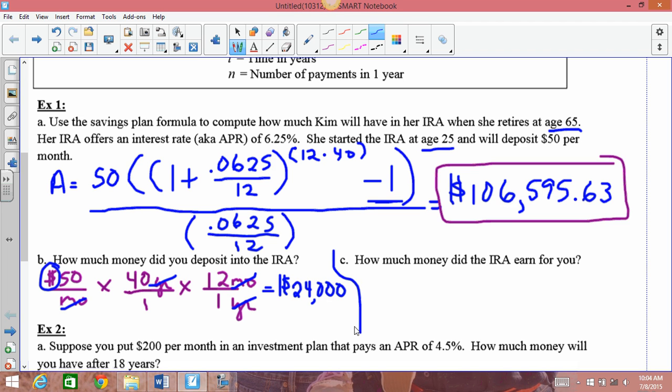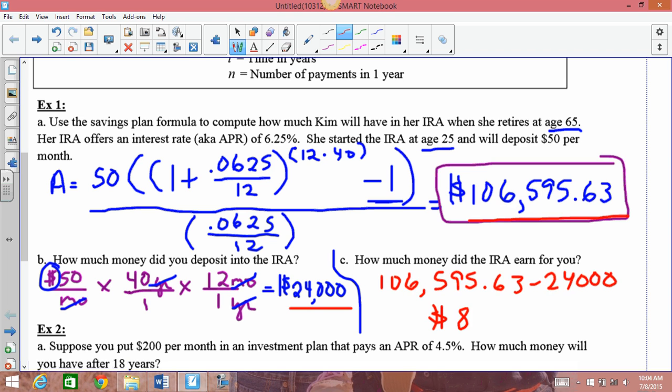So then in Part C, how much money did the IRA actually earn for her? Well, if the total amount in the IRA at the end of the 40 years was a little over 106,000, and she contributed 24,000, to figure out how much the IRA earned for her, just subtract those two numbers. So take that 106,595.63 and subtract the 24,000. And that's going to tell you that the IRA earned for her $82,595.63. That'd be my final answer.